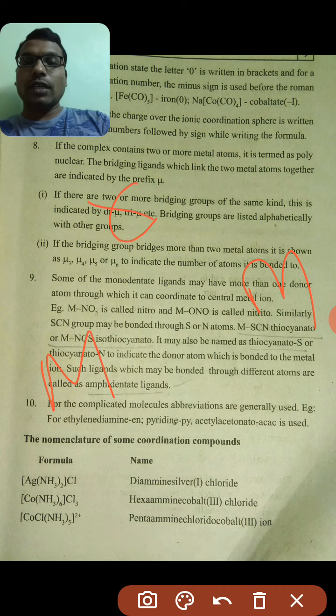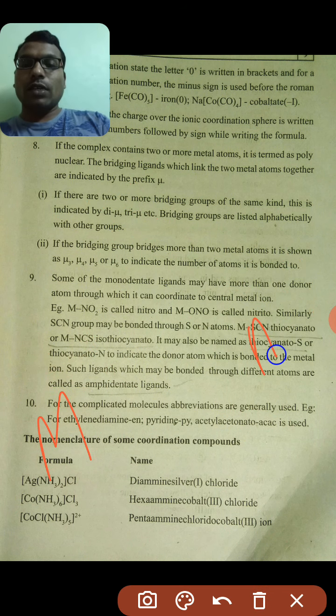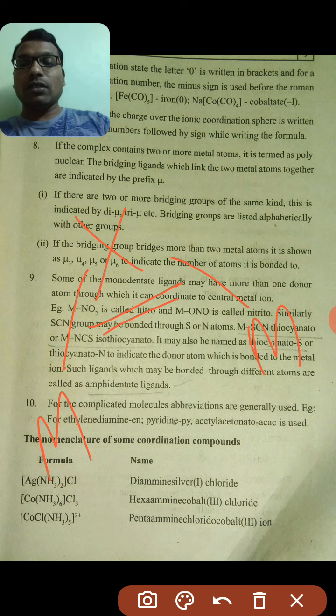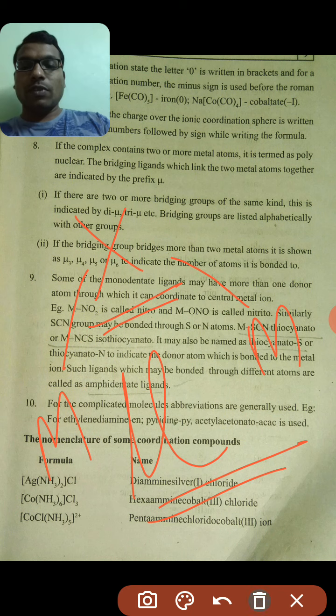This X is a ligand. Suppose you think this is a metal, this is a metal, and this is X. So X is nothing but a ligand. In this case, this ligand is joined with two metal atoms, so we call it a bridged ligand. Generally the bridge ligand which links the two metal atoms together is indicated with the prefix mu. This is a prefix, we should use this prefix.